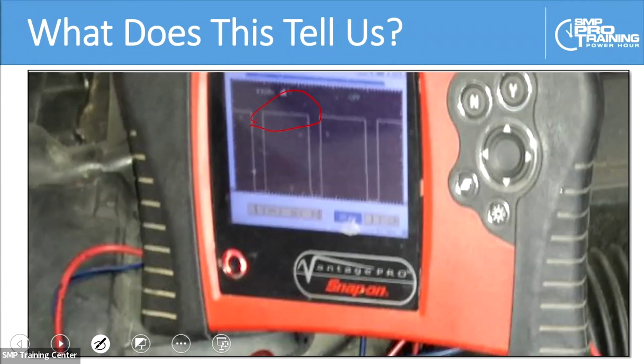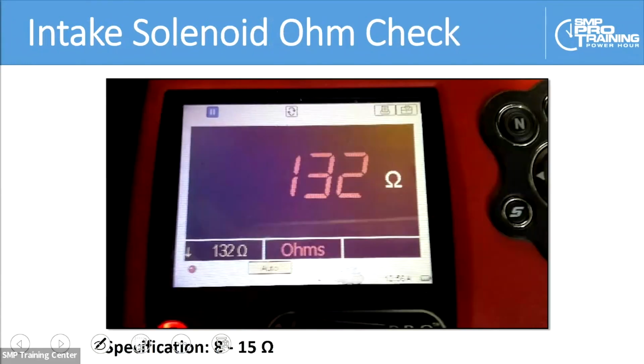So remember I mentioned three pieces to the equation? We have a module, we have wiring, and we have a solenoid. Could we now at this point say that we could eliminate the module and the wiring? That sounds good, right? Sounds right. It looks like we need a solenoid. But just to further verify, the technician performed an ohm test. He's going to check the resistance across the windings of the solenoid.